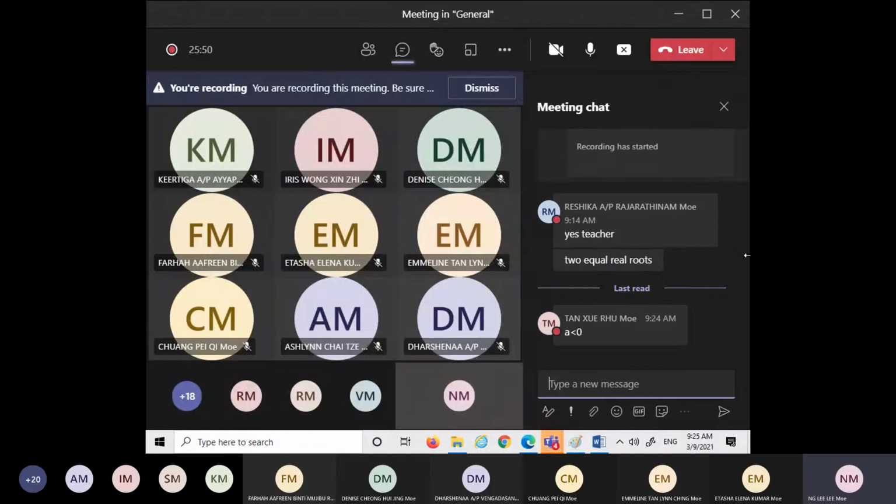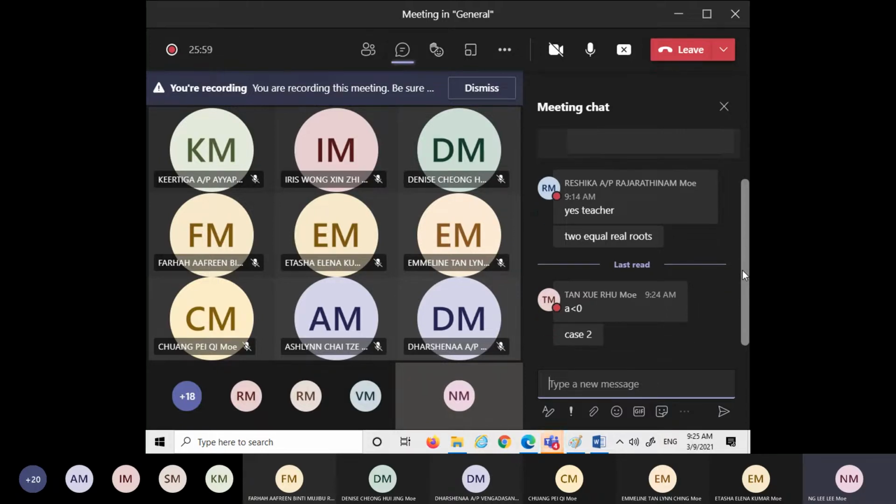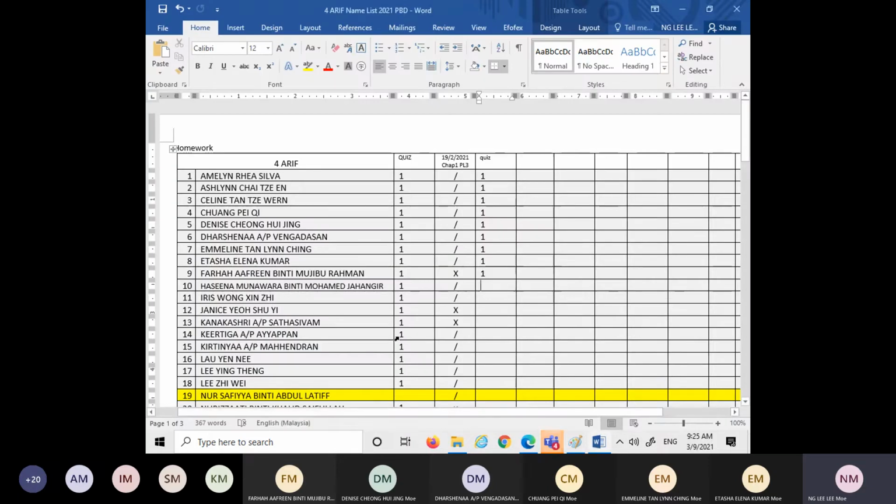Okay, Cheryl says that A is smaller than 0. Which one, A is smaller than 0, Cheryl? Is it case 1 or case 2? Case 2, okay. She can notice that in all of case 2, A is smaller than 0, which means in case 1, all the A are bigger than 0, positive. Okay, so Cheryl, I give you 1 mark.